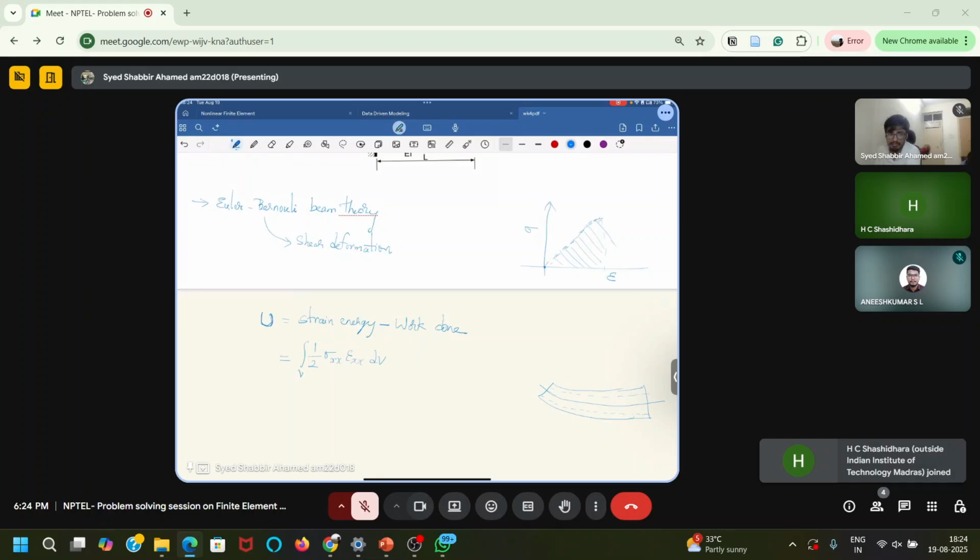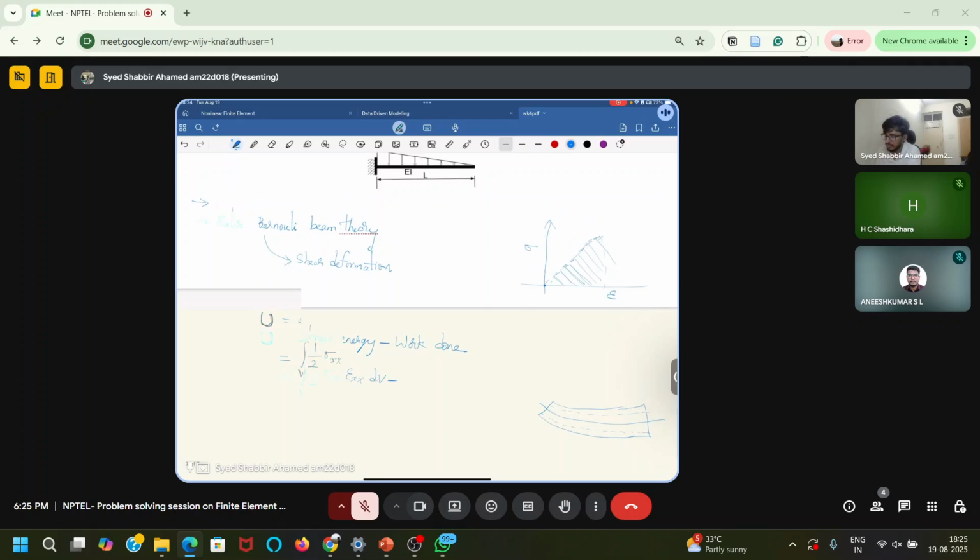So that's why we are taking the area under this curve as half into sigma xx into epsilon xx. Okay, and I want this energy over the whole volume, so that's why I'm integrating over the volume.